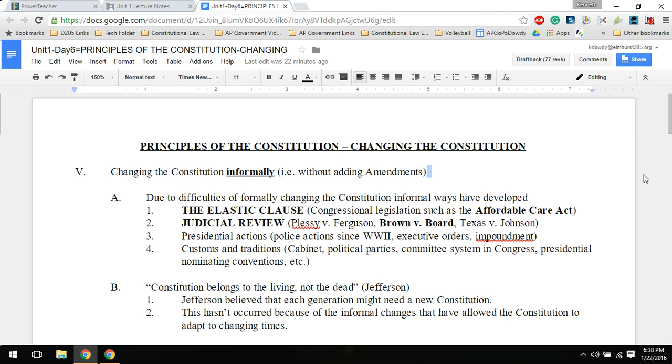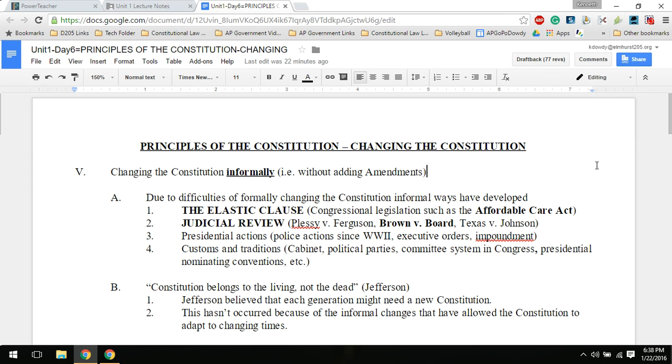So, every time I turn on the TV, I am instantly making connections to our curriculum and the powers that the federal government has. The focus of this lecture is principles of the Constitution. How do we change what the Constitution means? How do we change the interpretation of the different aspects of the Constitution? There are two ways to do that: informal and formal ways of doing it.